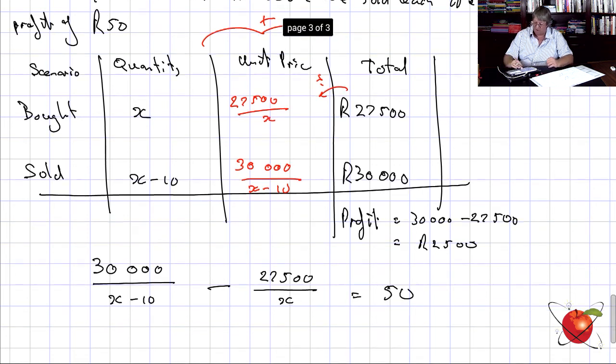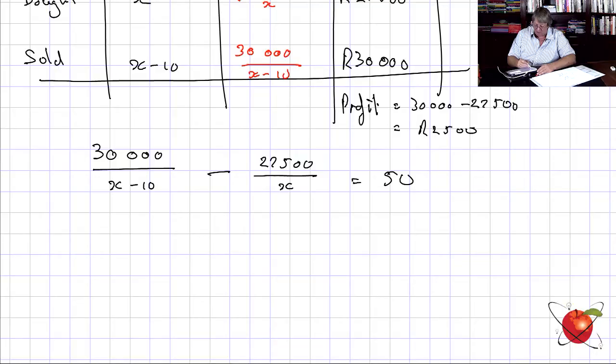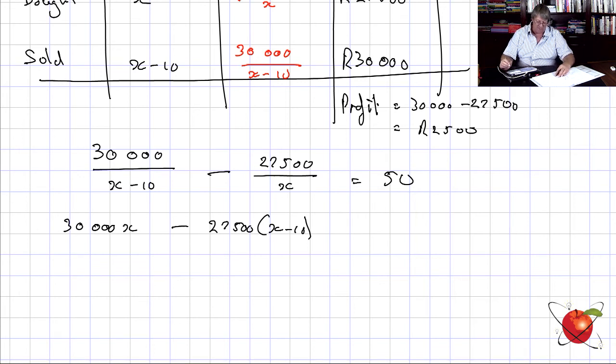I have left the monetary units out just for the moment. What do I do next, okay? Next, what I do is I basically multiply through by the LCD. In other words, X minus 10 times X. Those are going to cross multiply. Please do this carefully. This is where the bulk of the errors occur. It's big numbers and it's multiplying. So I multiply, this is going to end up to be 30,000x minus 27,500 times x minus 10, and yep, it's going to end up as a quadratic equals 50 times x minus 10.